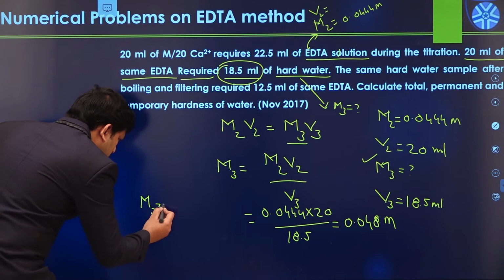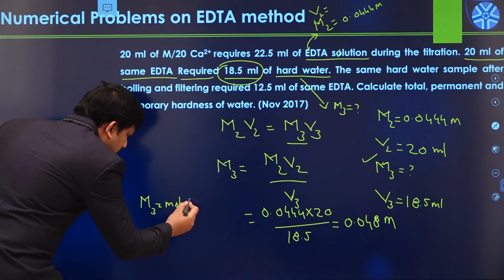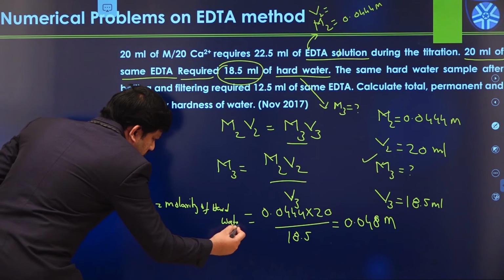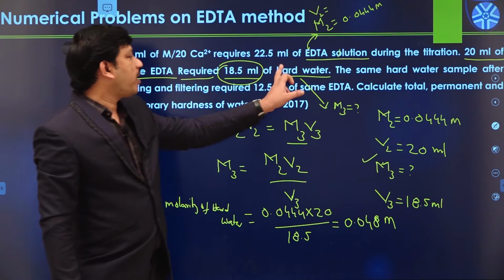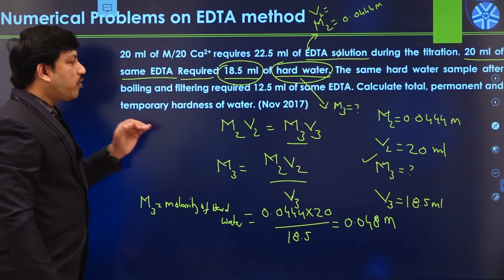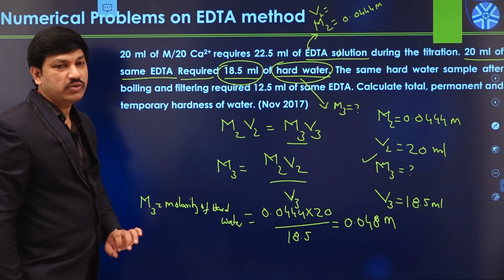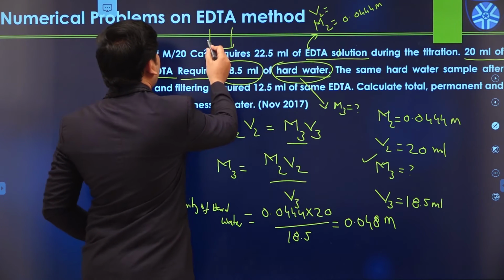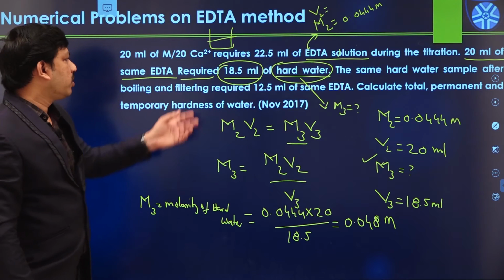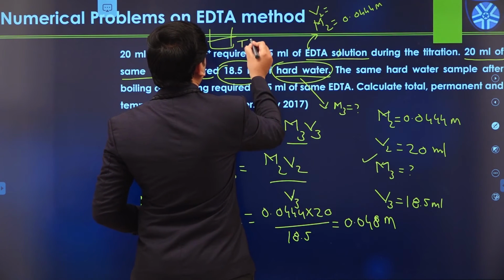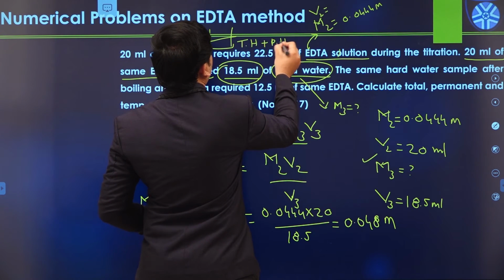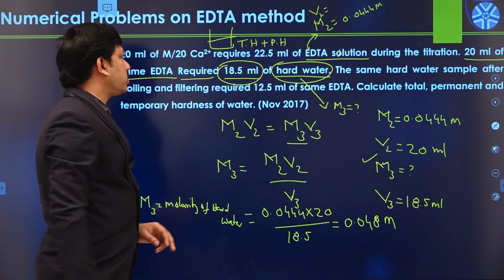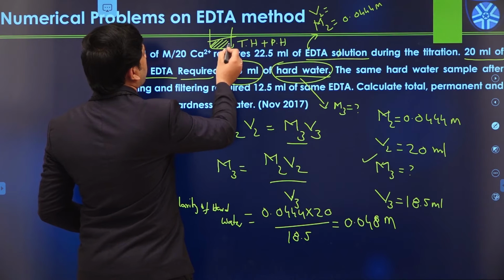So what is this M3 value? M3 is the molarity of the hard water sample. Now we have to calculate the total hardness value by using this value, because what is total hardness? The given water sample always has a total hardness value only. So what does total hardness mean? This is the combination of temporary hardness plus permanent hardness. So total hardness is equal to temporary hardness plus permanent hardness.